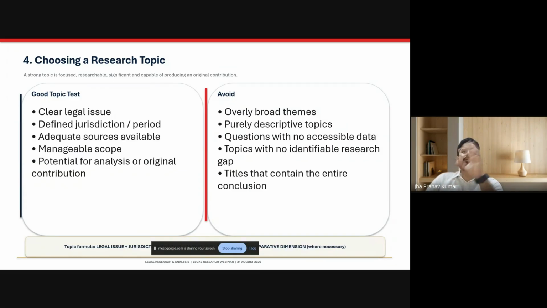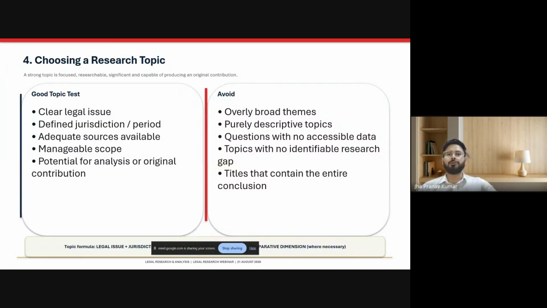You cannot generalize a topic. You cannot be very general about anything. You need to be very precise. You need to fine tune your topic, right? So in order to choose a good research topic, you need to have a certain sense of understanding.